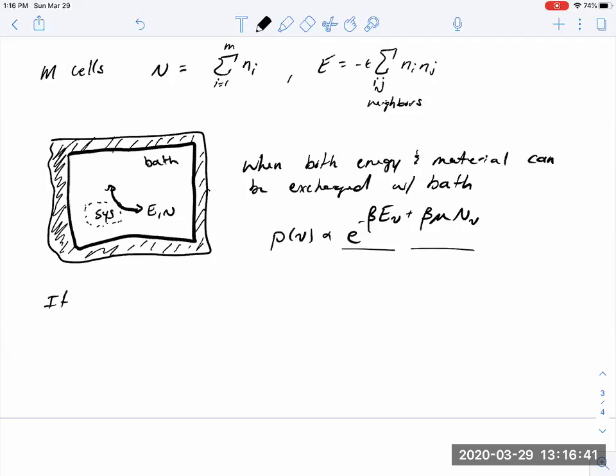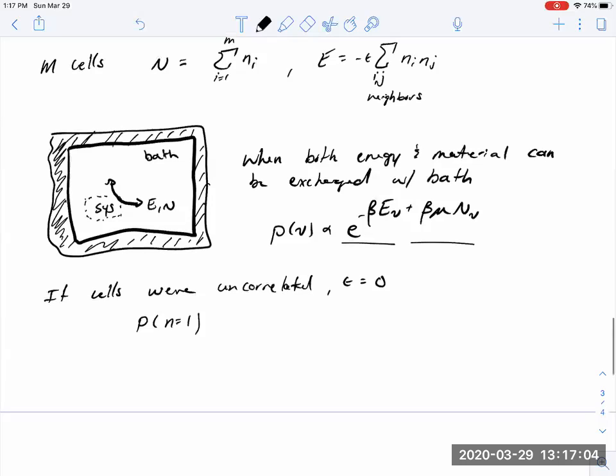So if cells were uncorrelated, how could we generate that? Well, that would be like setting the interactions between cells to 0. Then it's not so hard to compute the probability of there being a particle in one of those cells relative to there not being a particle in one of those cells. All of the cells are uncorrelated, so all I need to know is about what's happening in that cell, which is just a ratio of those microstates. I will end up with just e to the beta mu.